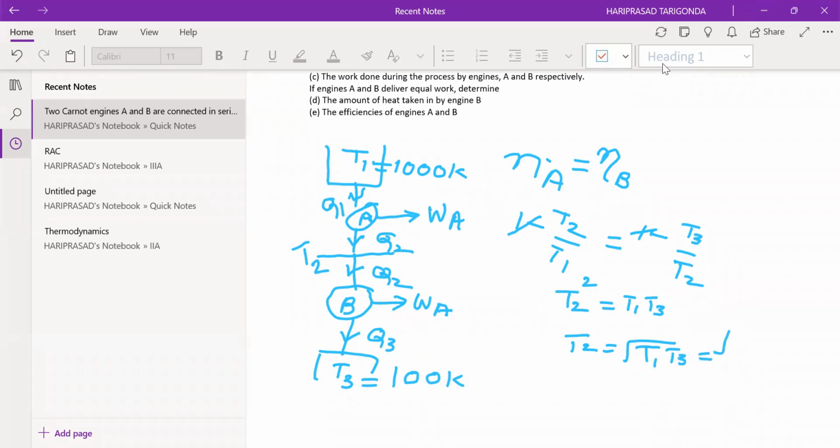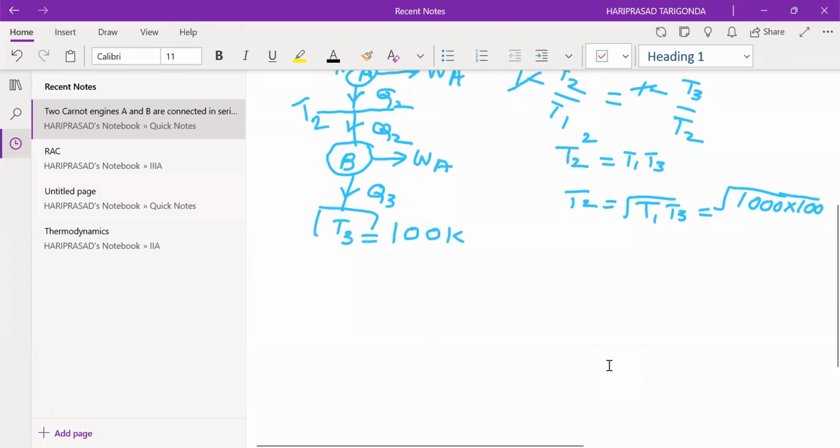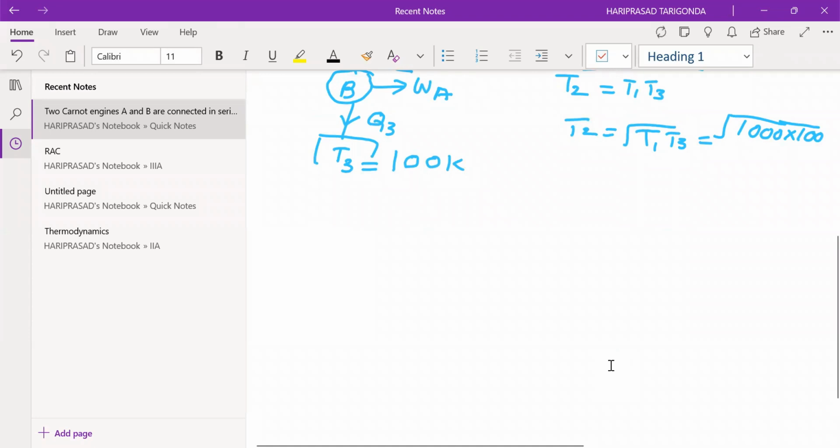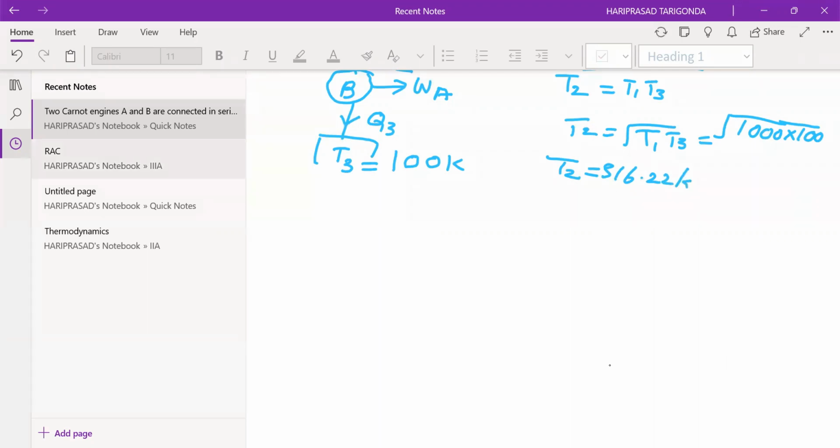It will be root of 1000 into 100. What is the value of root of 1000 into 100? You can take the calculator and tell me my T2 value. 316.22 Kelvin. So like this we can find the T2 value. Once we got T2 value, we'll go to the other values.